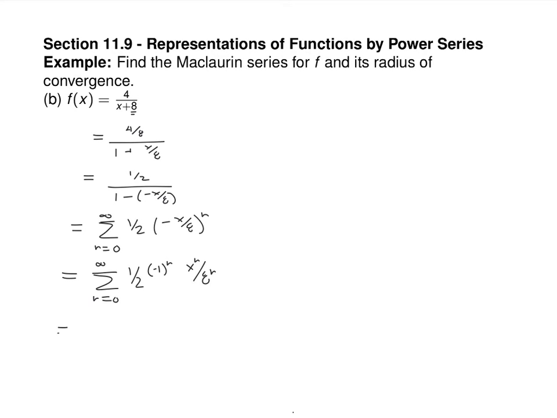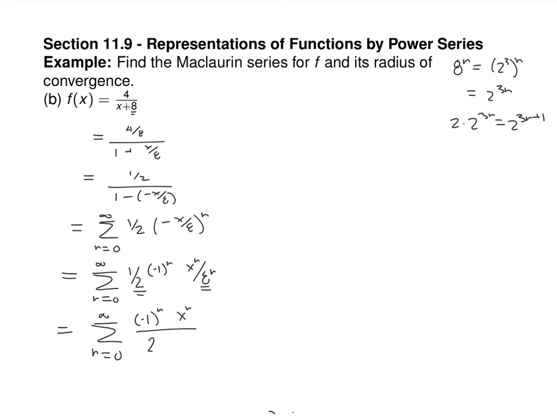And technically, this is not something I probably would require, but it's good to know that it's possible. You could write this as negative 1 to the n, x to the n. This 8 to the n, 8 is the same thing as 2 cubed. So you have 2 cubed to the n, which is 2 to the 3n, which allows you to multiply by that 2. So 2 times 2 to the 3n will be 2 to the 3n plus 1. So that's the absolute best way to write this.